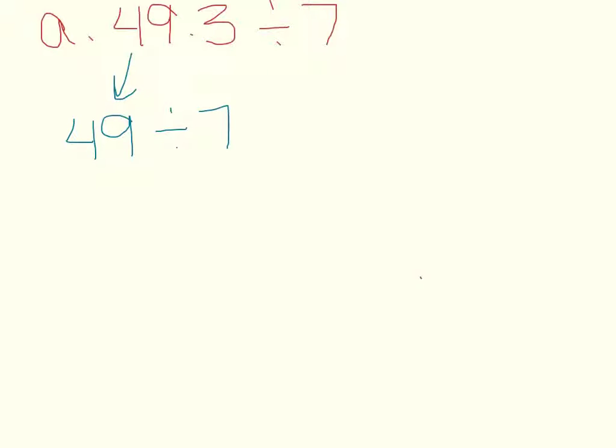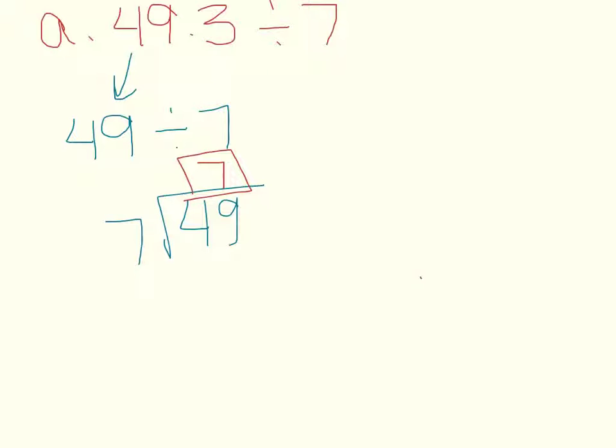To solve this, we would put the 49 inside the sign, and then we put 7 on the outside. 7 divided by 49 gives us 7. So our answer would be about 7. Remember, we are estimating.